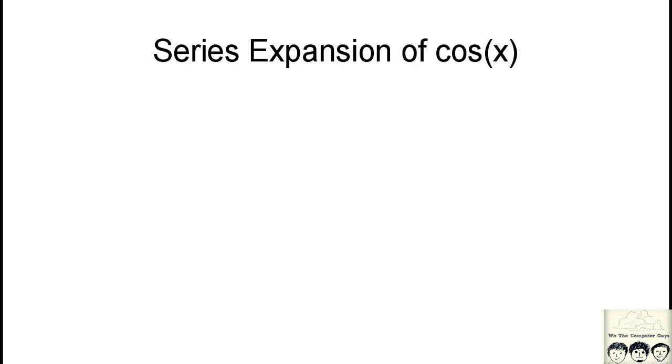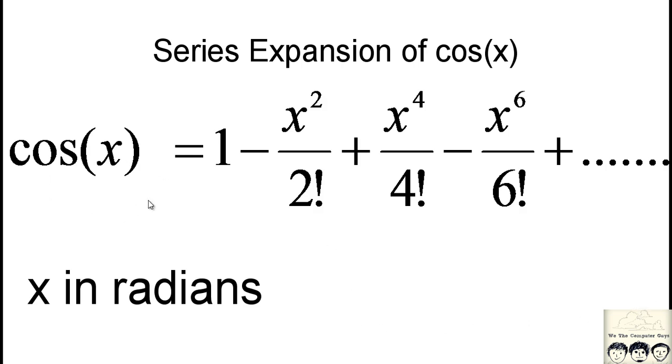Hello programmers, welcome back. So today we'll be doing the series expansion of cosx. Now if you know the formula, cosx, the series starts from 1 minus x square by 2 factorial plus x raised to 4 by 4 factorial minus x raised to 6 by 6 factorial. Now this is also an infinite series.